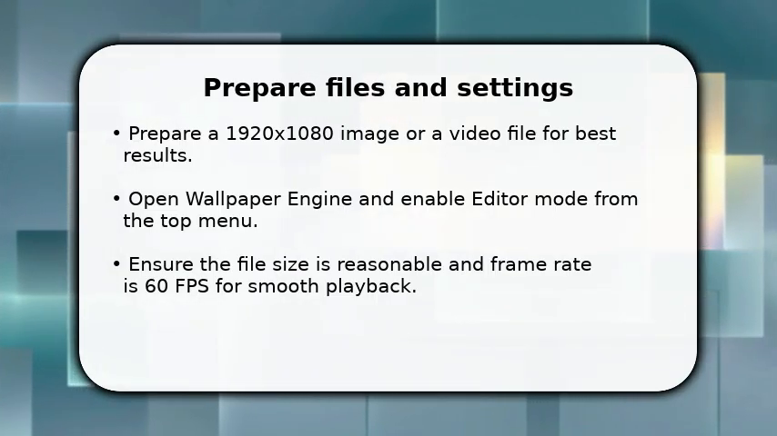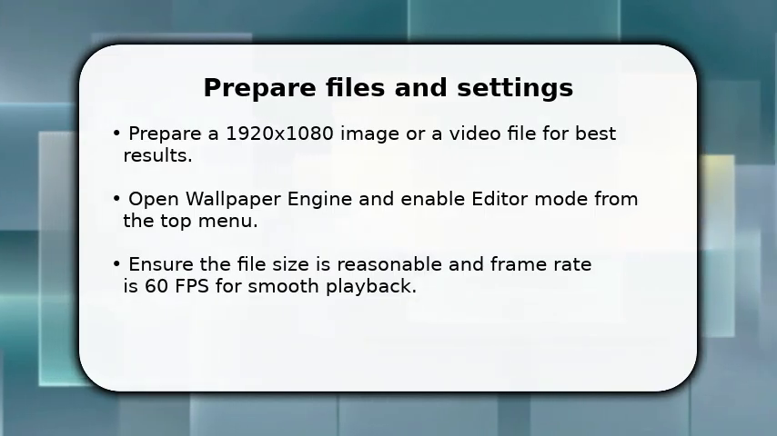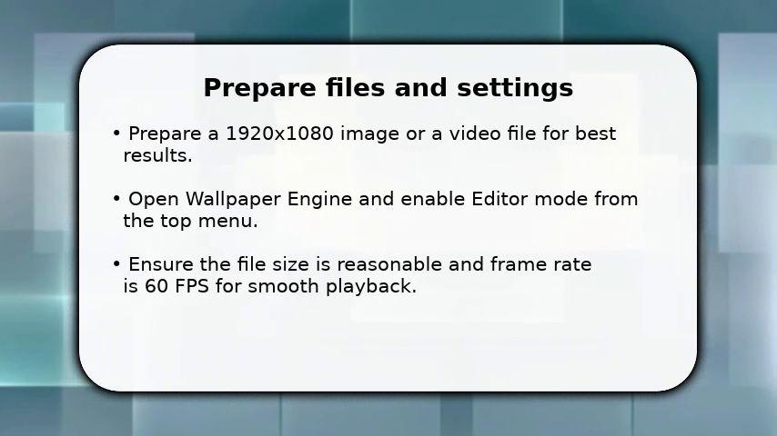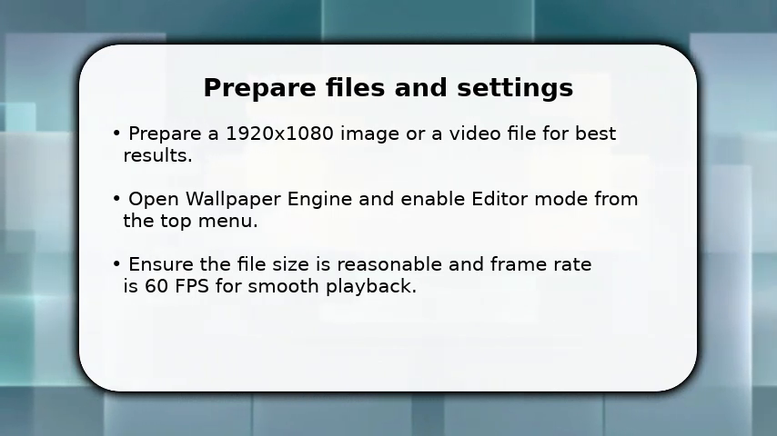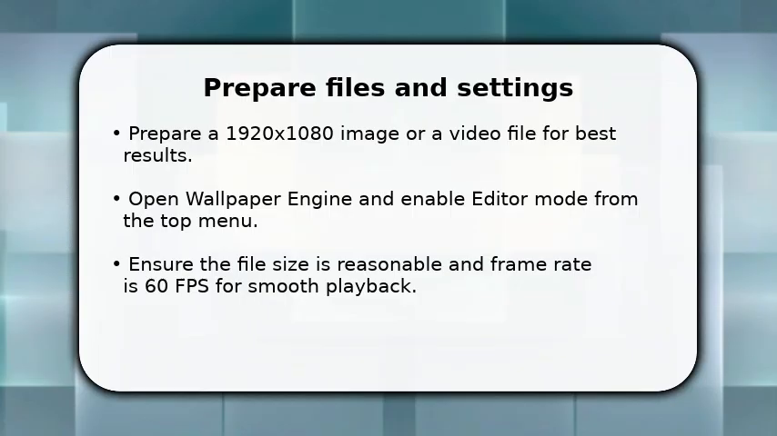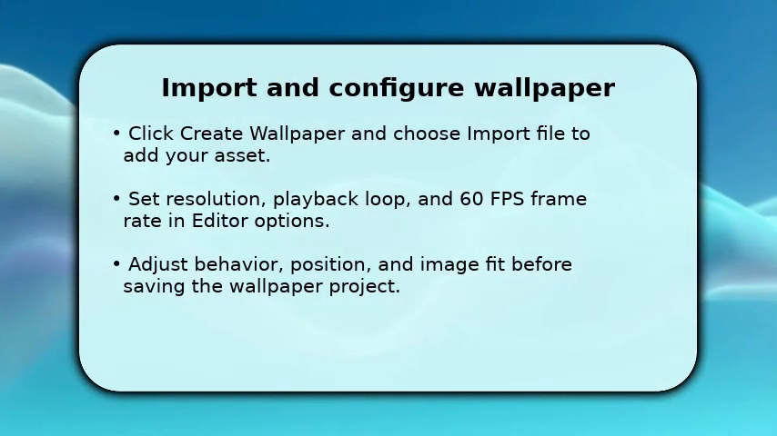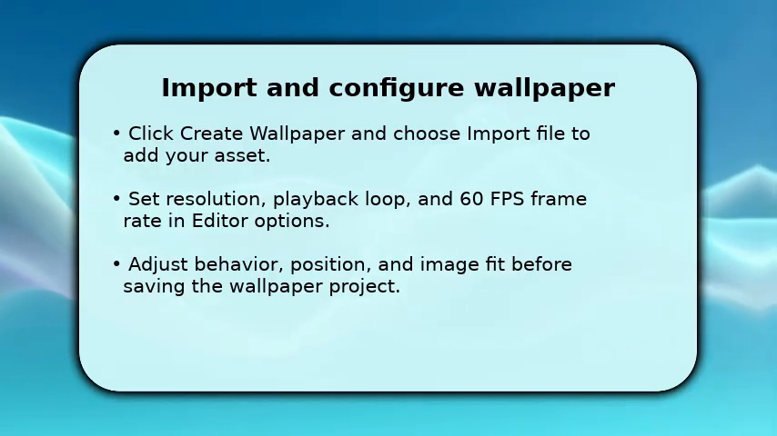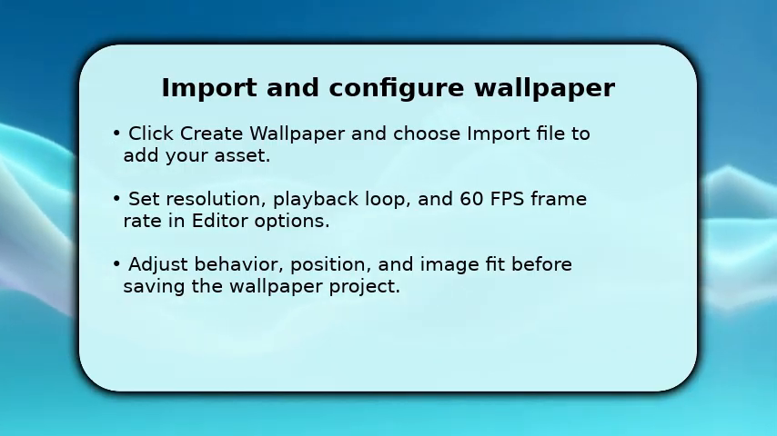Launch Wallpaper Engine from Steam and open the Editor mode from the top menu. Editor mode is the only way to import and configure custom wallpapers properly and consistently. In Editor mode, click Create Wallpaper and then choose Import File to add your asset. Select the image or video file from your local drive and confirm the import settings.